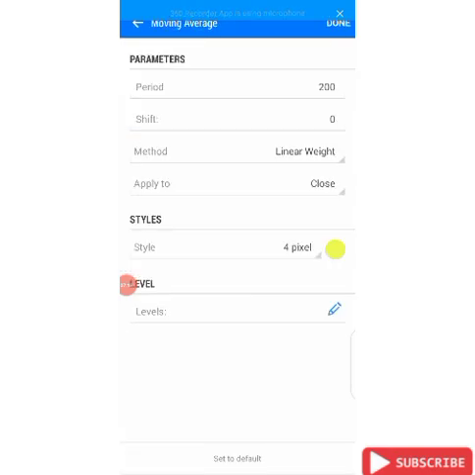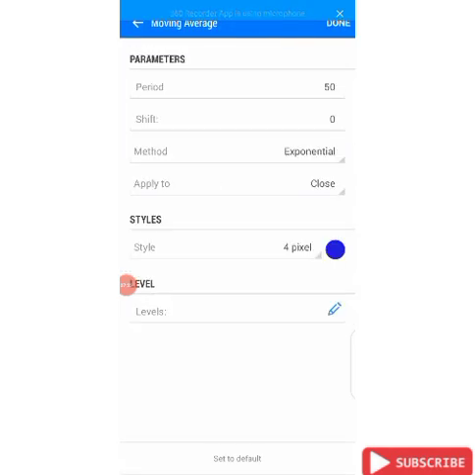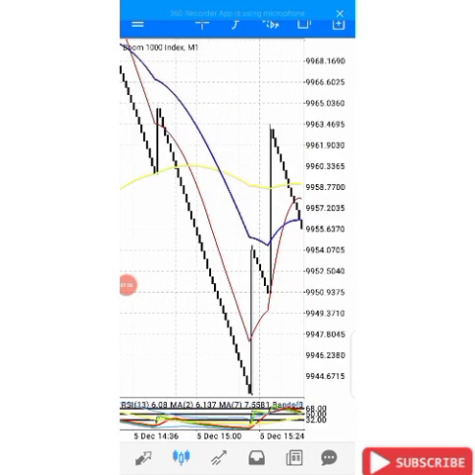The second one is moving average 200, shift 0. Method is linear weighted. Apply to close. Star is 4 pixel. Use this color. Done. So the third one is a moving average 50, shift 0. Method is exponential. Apply to close. Star is 4 pixel. Use this color. Then done. So that is what we need.